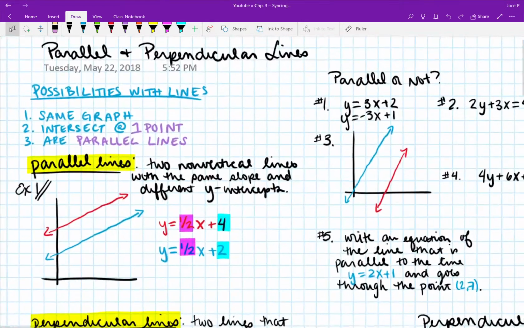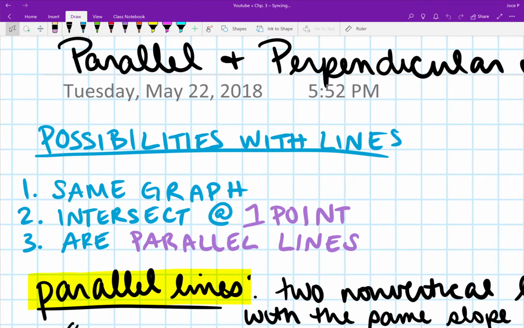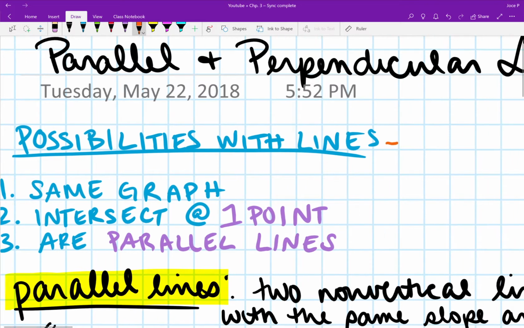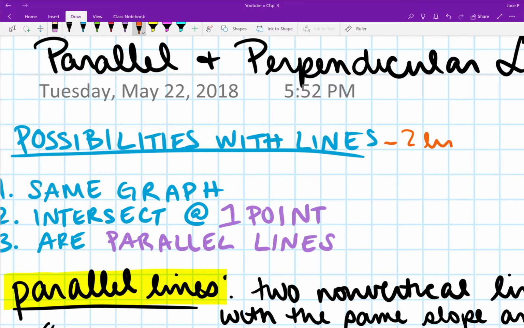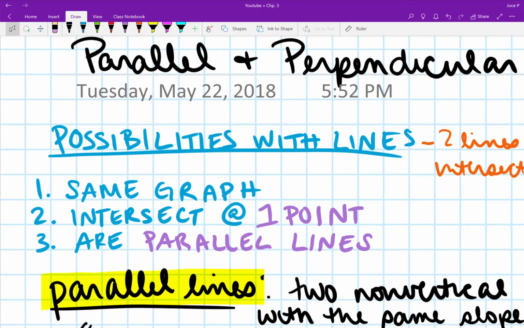So let's dive in. We have three possibilities with lines, and when I say possibilities, I mean different ways that lines can intersect. Two different lines specifically. So this basically means, let me get a pen, two lines intersecting. That's what we're talking about. Great. First one: the two lines are actually just the same graph.